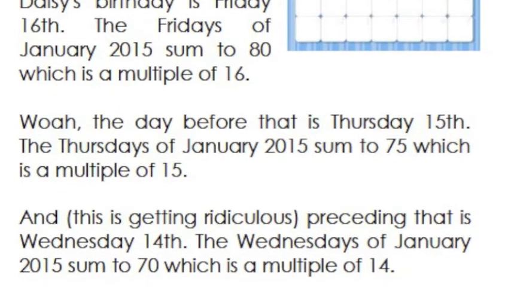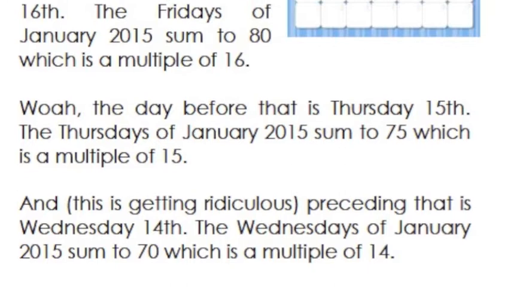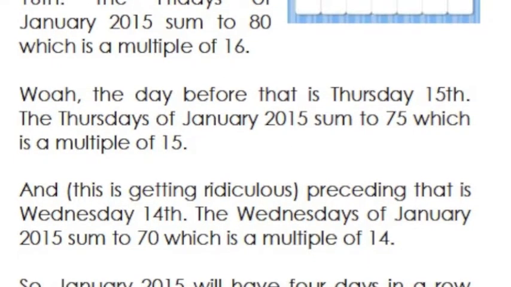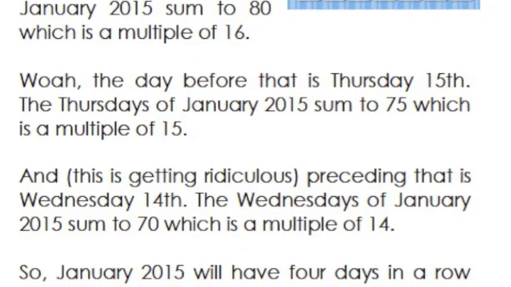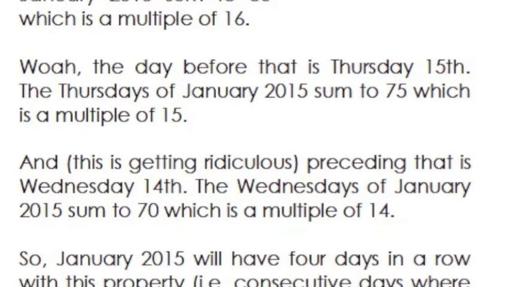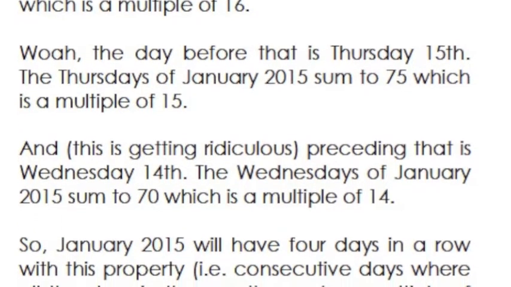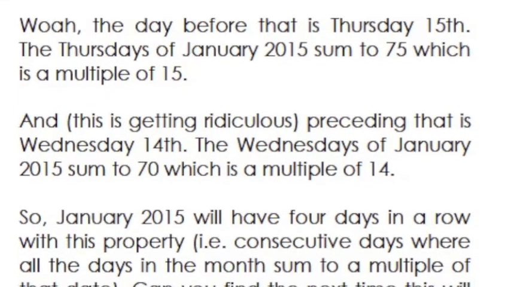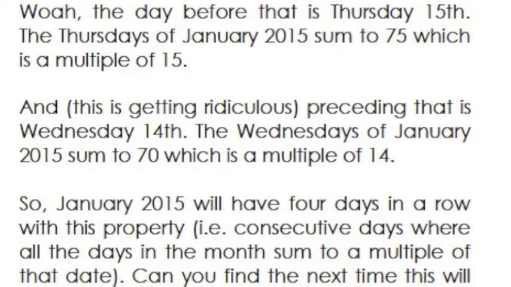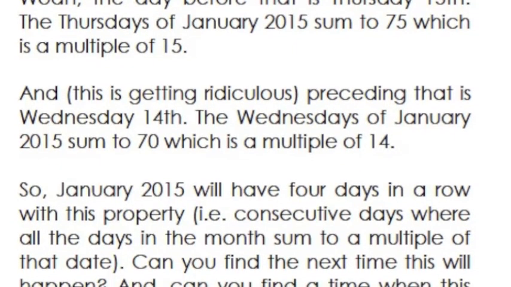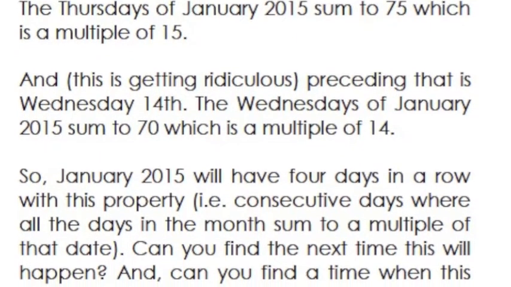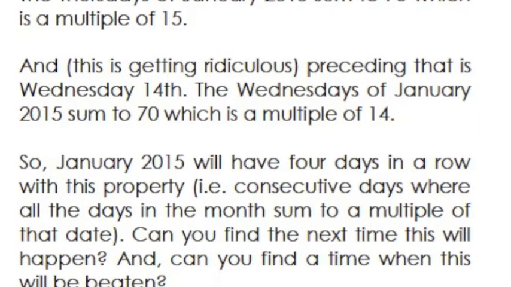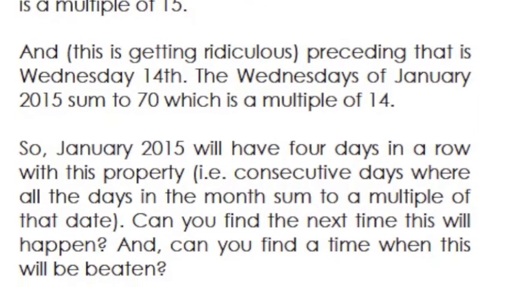And, this is getting ridiculous, preceding that is a Wednesday, the 14th. The Wednesdays of January 2015 sum to 70, which is a multiple of 14. So January 2015 will have 4 days in a row with this property. That is, consecutive days where all the days in the month sum to a multiple of that date. Can you find the next time this will happen? And can you find a time when this will be beaten?